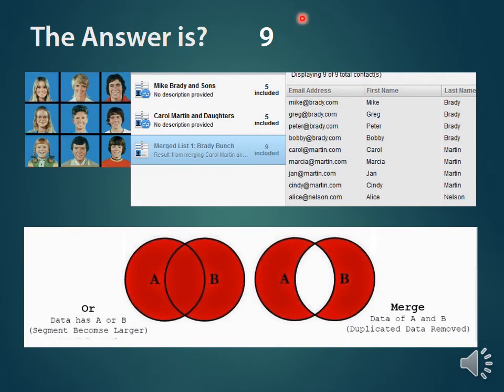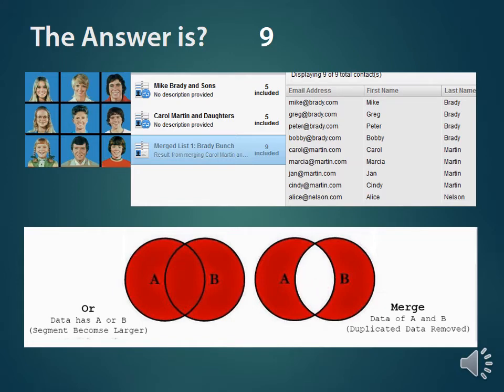It's 9, because when I take group A and group B and put them together, what is the one part that was duplicated that's going to disappear? Well, that part in this list is Alice Nelson. Here she is, and she is part of both groups, so I can only count her once, and so your total equals 9.